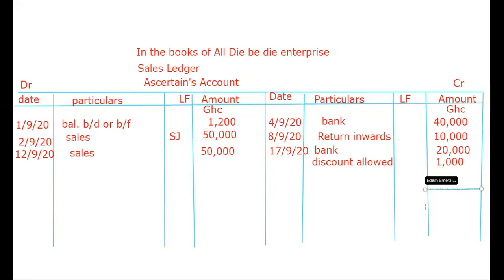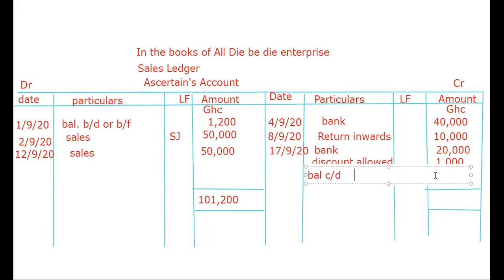Because we are not sure of which side is more, we will have to leave this. So which side is more? This one is 50, and I'm the debit side. 101,200. So it means that this one is 101,200. And this side is what? 50, 70, 71. So what is our balance? 30,200. Balance carried down is what? 30,200. Yes. Okay, so this is our balance.